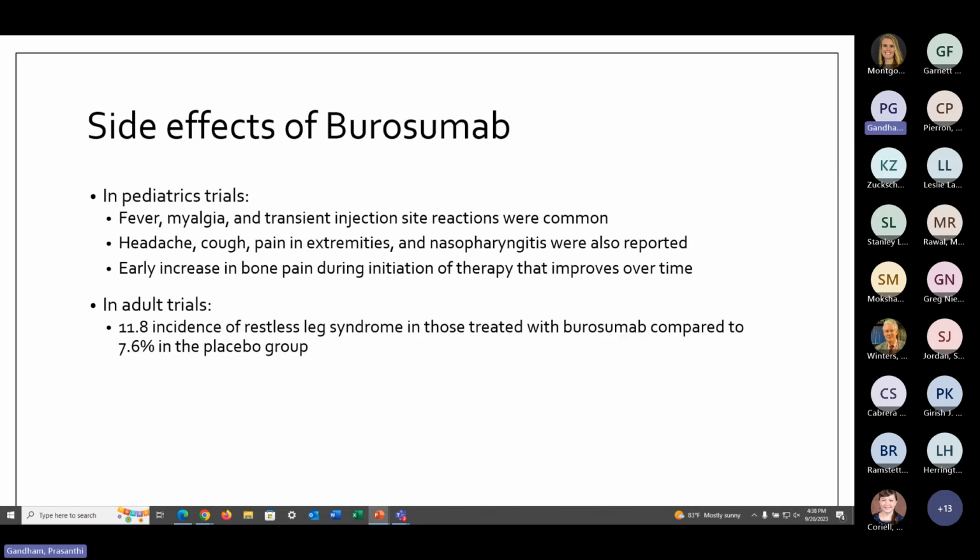As far as any side effects of therapy are concerned in pediatric trials, fever, myalgia, and transient injection site reactions are the most common complaint. Hypersensitivity reactions were fairly common, but certainly not severe enough that anybody withdrew from the trial. Other reported effects were headaches, cough, pain in the extremities, nasopharyngitis. And some people did report an early increase in bone pain at the time of initiation of therapy that eventually improved over time.